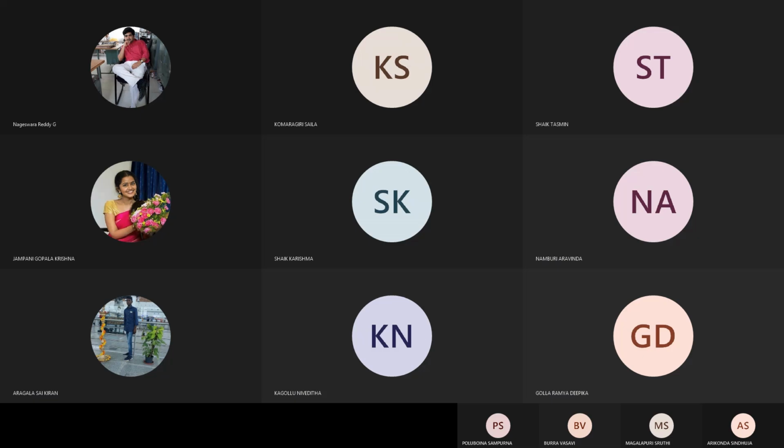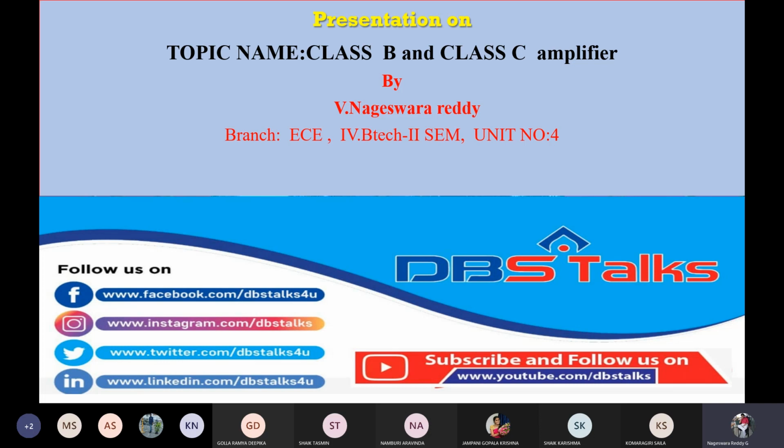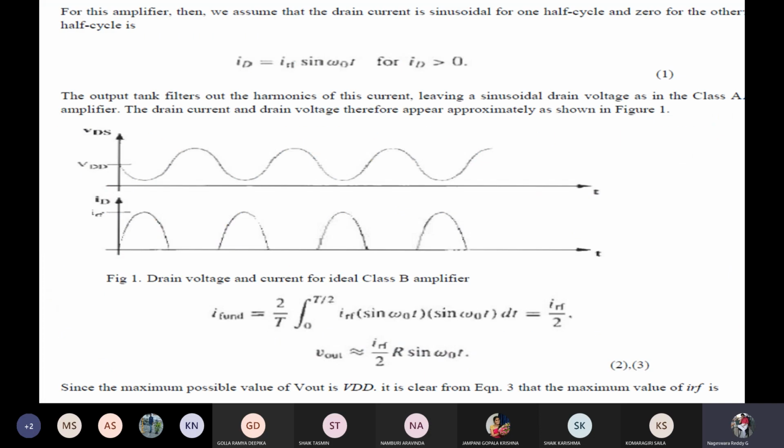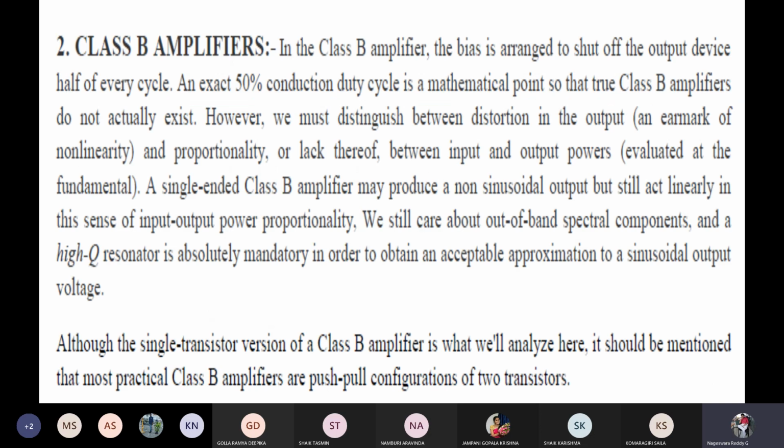Amplifiers. Last class I explained about the class A amplifier. Today our class is the class B amplifier. So what is a class B amplifier? The conduction angle of a class B amplifier is 180 degrees. The conduction angle means the transistor is on for only half a cycle of the AC input signal. The efficiency of a class B amplifier is higher.